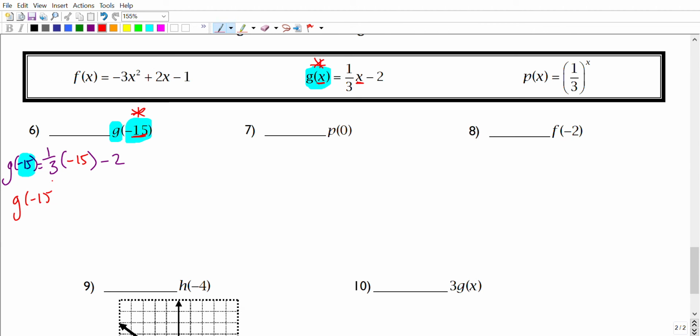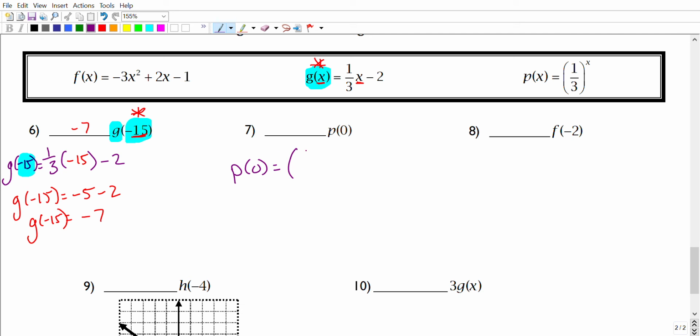So what do I get? Negative 15 times 1/3 is negative 5. Minus 2 gives me negative 7. All right, so we have negative 7. Okay, for our next one, let's go ahead and try it out. So we have P.